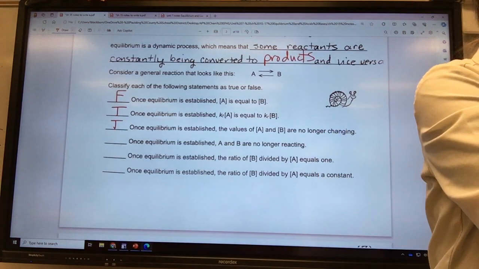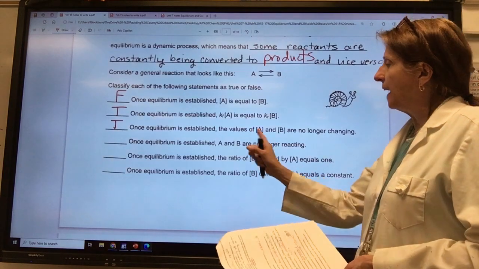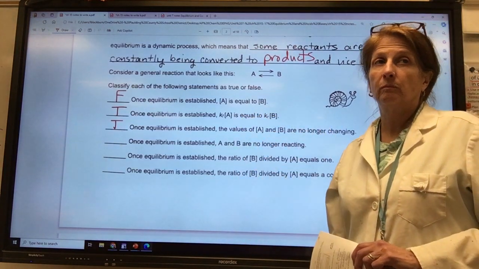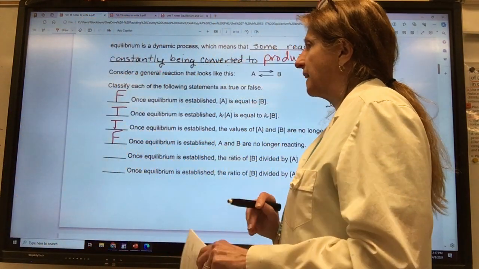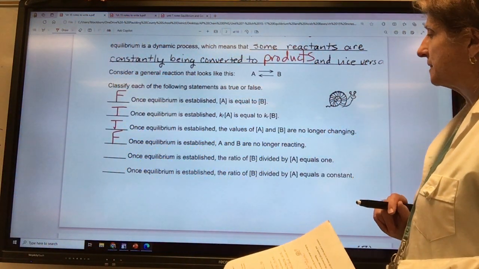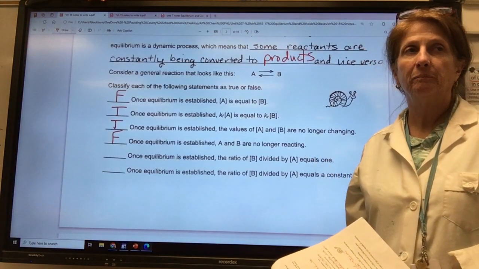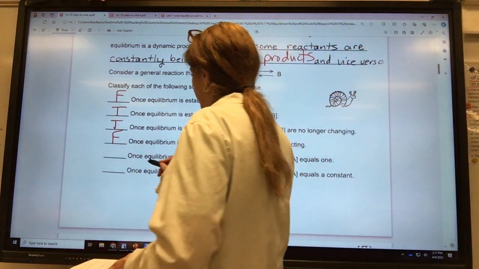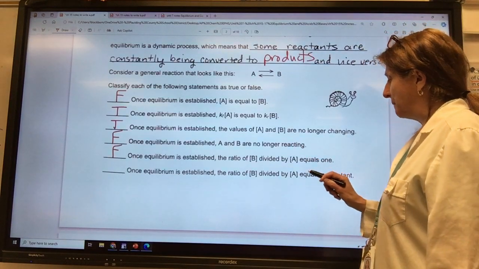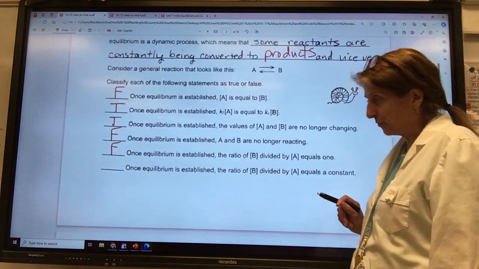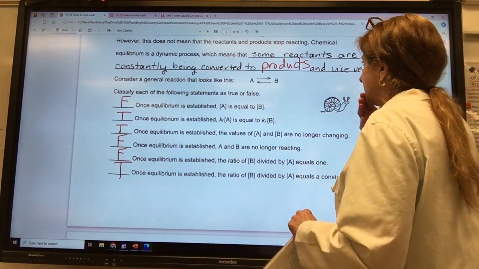As many are becoming products or becoming reactants. Once equilibrium is established, A and B are no longer reacting. False. It's just at the same rate. The concentrations are staying the same. Once equilibrium is established, the ratio of B divided by A equals 1. False. Once equilibrium is established, the ratio of B divided by A is a constant. True. Yes, there you go. That's the truth.